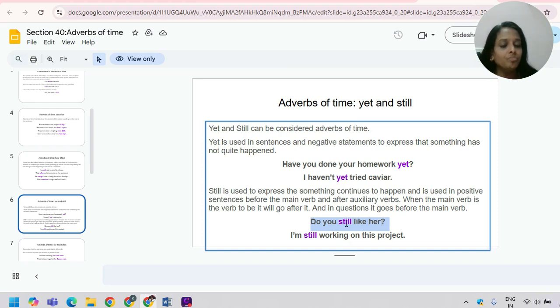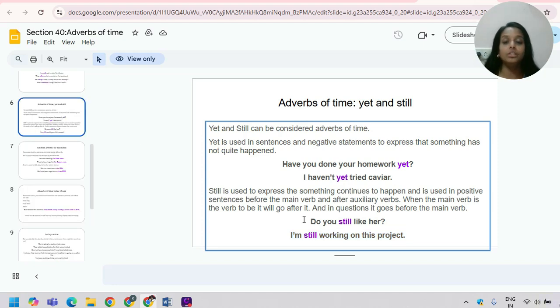This is the question sentence type, right? So here still comes before the main verb. I'm still working on this project. So here also before the verb. So remember, when you are using the word still, it will be used before the main verb and after the auxiliary verb. And in types of questions, it will be used before the main verb.